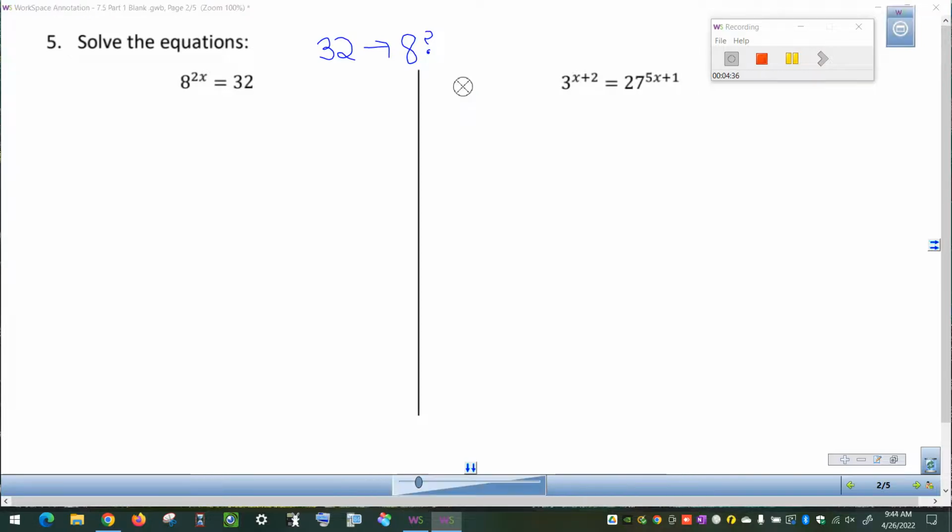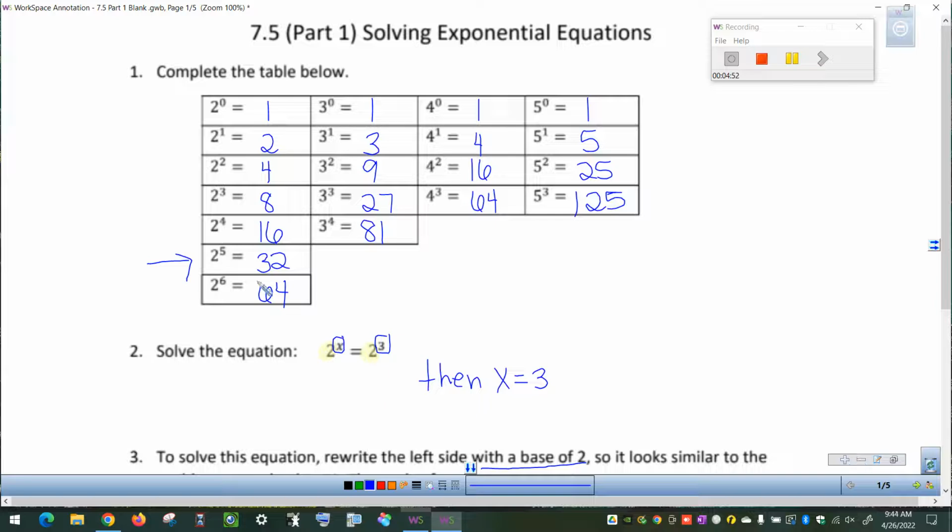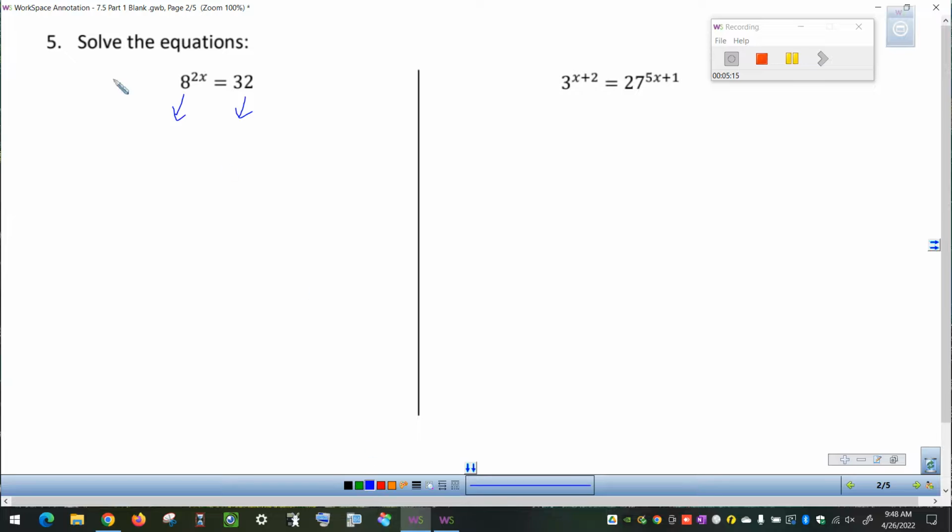And so rather than trying to do it with a base of 8, sometimes we change the base on both sides. So what I am going to be looking at is how could I write both 8 and 32 as something that has the same base. And so going back up again to our table, notice how both 8 and 32 are found in this first column. And so we can write them both as 2 raised to the power of something. We could rewrite 8 as 2 to the 3rd, and we could rewrite 32 as 2 to the 5th. So sometimes it's both sides that we're changing.